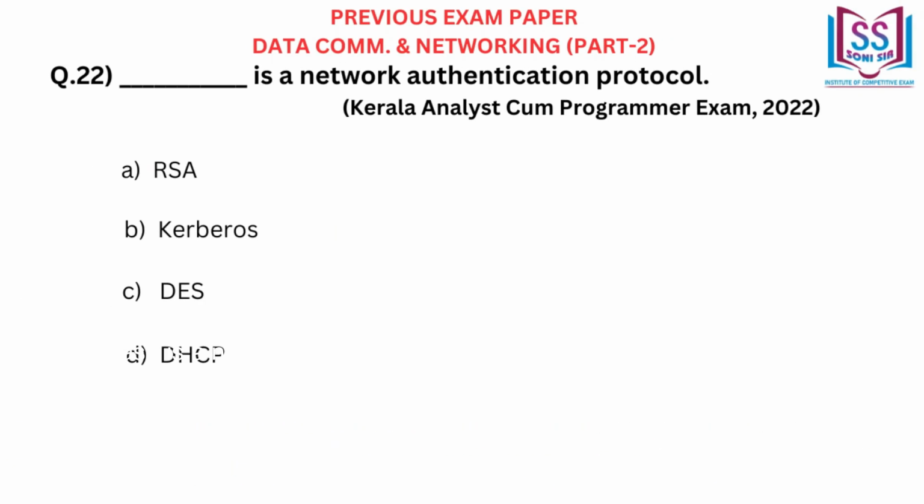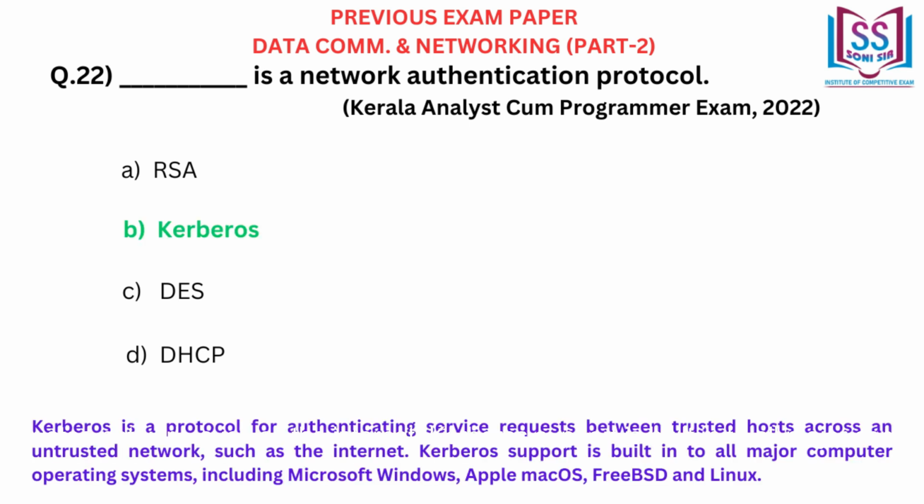Dash is a network authentication protocol. A. RSA. B. Kerberos. C. DES. D. DHCP. Correct answer B. Kerberos. Kerberos is a protocol for authenticating service requests between trusted hosts across an untrusted network, such as the Internet. Kerberos support is built into all major computer operating systems, including Microsoft Windows, Apple Mac OS, FreeBSD and Linux.